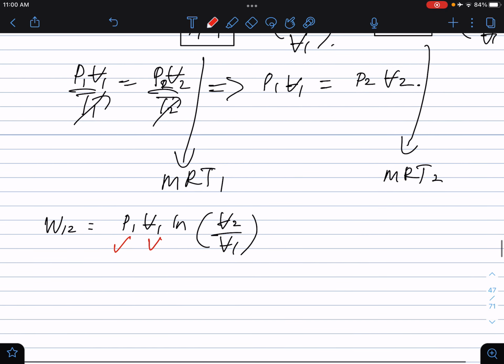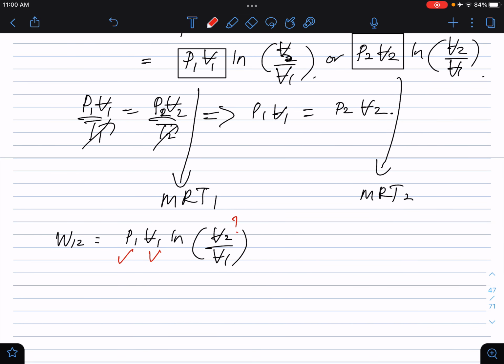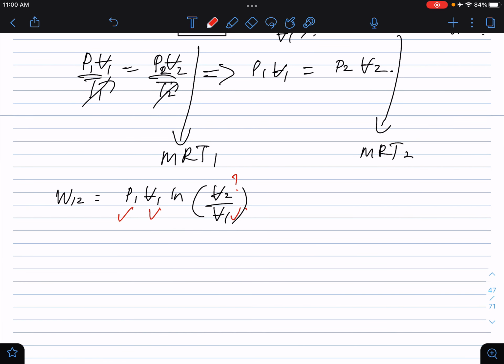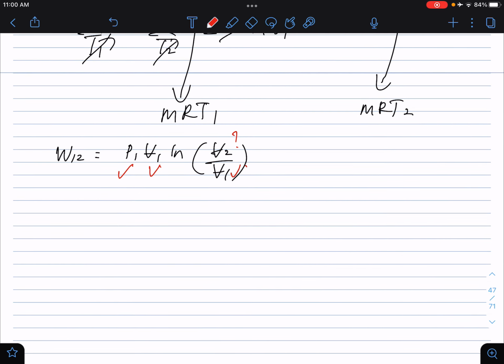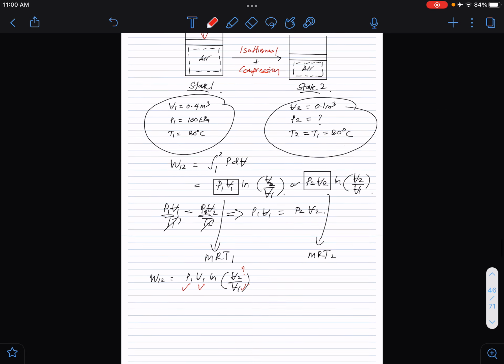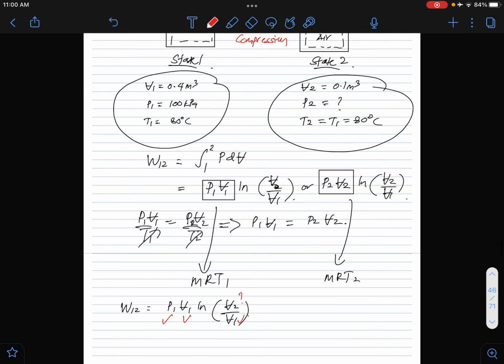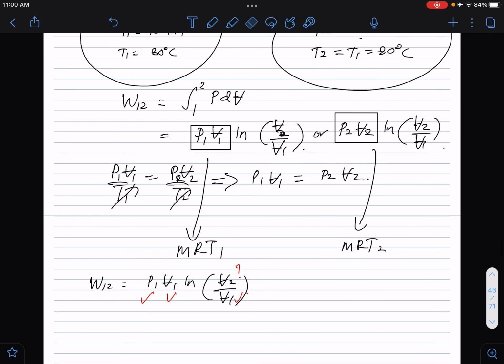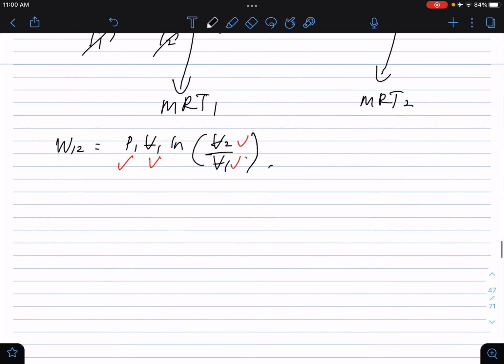How about V2? V2 is not mentioned, so we are left with V2 here. We need to find V2 first, and then you can get W12. So in order to get V2, oh sorry, V2 is already mentioned here. So this is quite a straightforward question, and I think this is too easy to be solved. Okay, so we just put in the values.